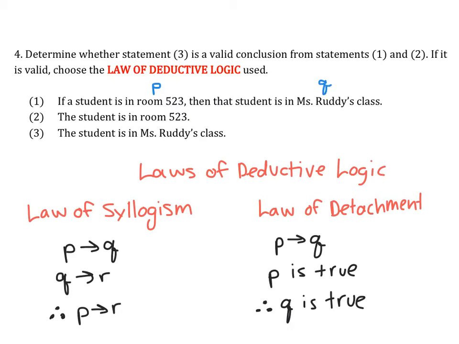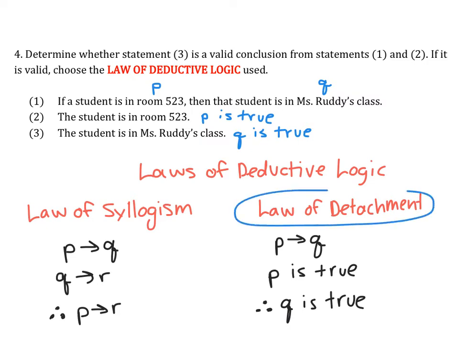Statement 2 says, the student is in room 523. So that's saying P is true. And the conclusion says, the student is in Miss Reddy's class. So that says Q is true. So you can see that this is clearly the law of detachment, and it does follow that pattern perfectly, so it is considered logical or valid.